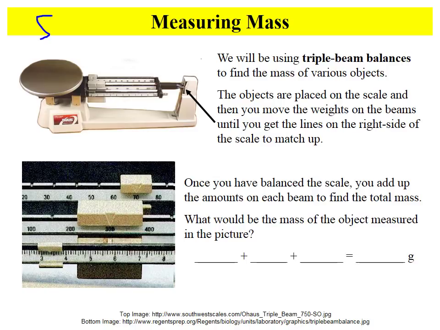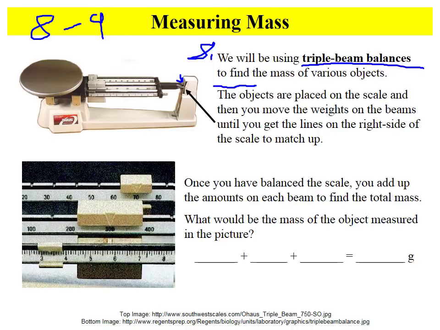This part will answer numbers 8 and 9. So for number 8, it asks, what instrument will we use to find the mass of objects? That will be the triple beam balance, which you guys have seen or will see in your lab here. We use that to find the mass of various objects. It says the objects are placed on the scale, and then you move the weights on the beams until you get the lines on the right side of the scale to match up.